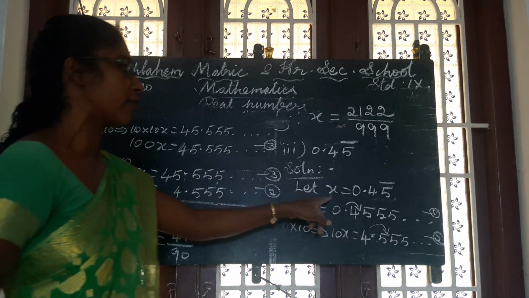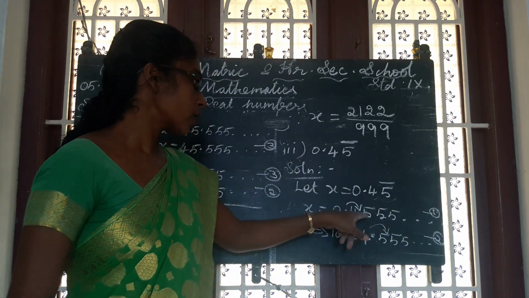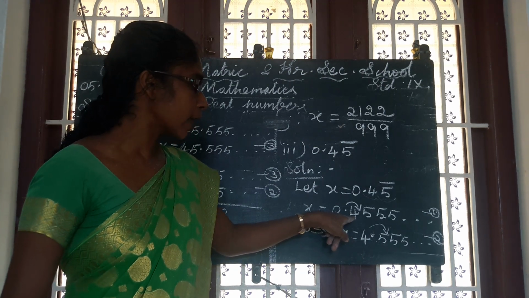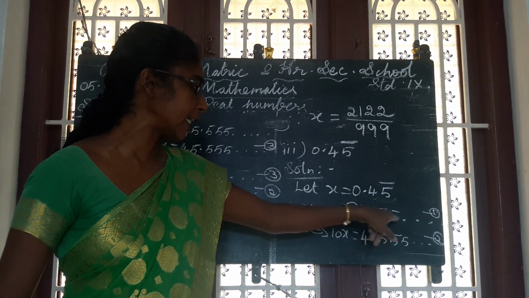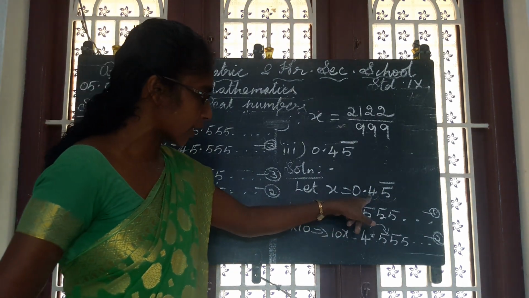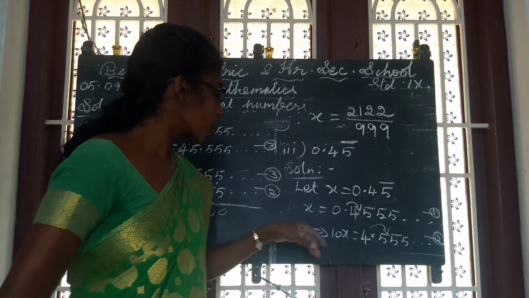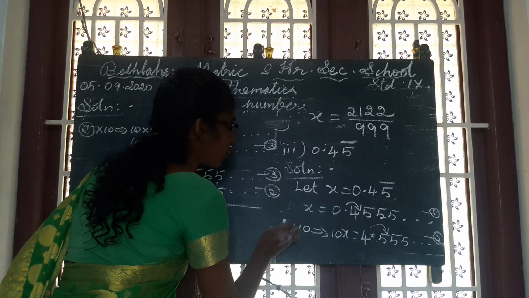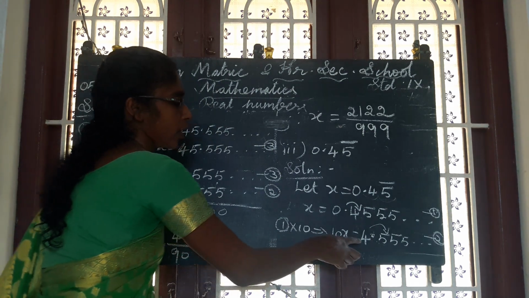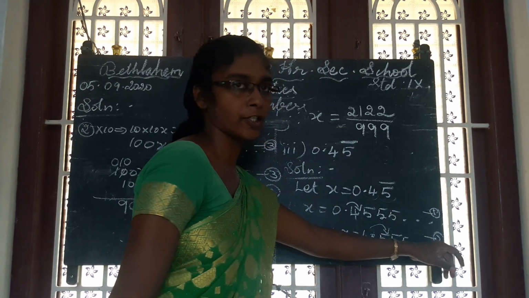Once again, I am explaining. First, x is equal to 0.45 bar. It is given. So, here 5 is repeating again and again. So, I am writing x is equal to 0.455, etc. Here, which digit is not repeating? 4. Only one digit is not repeating. So, you multiply equation 1 into 10. Equation 1 into 10 means 10x is equal to 4.555, etc. That is equation 2.